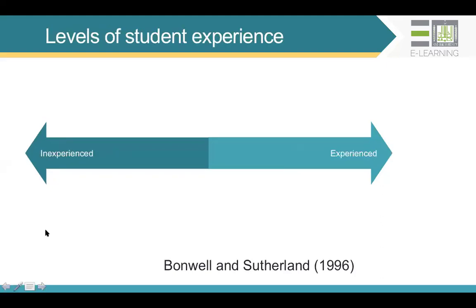Finally, we have levels of students' experience continuum. It has two opposing ends again, the one that goes towards inexperienced students and the other end that goes towards experienced students. So we need to ask ourselves again, where on the continuum the students are. This will determine the level of structure that you will make for the active learning class, and also the level of support that you will give to students.